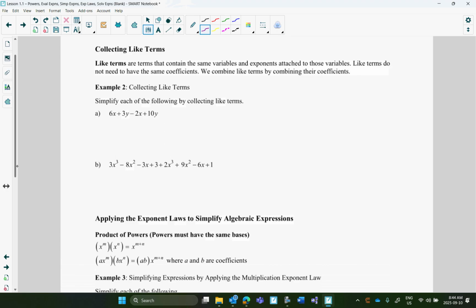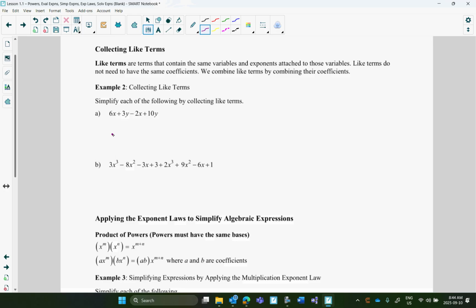Sometimes the expressions we get can be simplified. We can make them easier to work with before we evaluate. And one such thing that we did last year was collecting like terms. If terms have the same variables in them, it doesn't matter what the numbers in front, the coefficients, are, we can put them together.